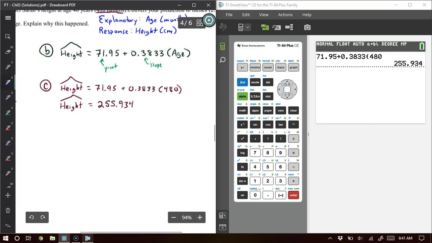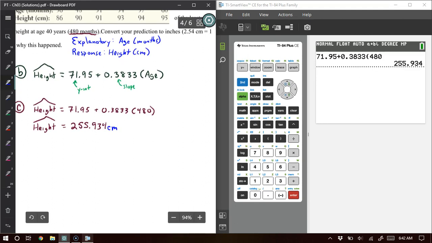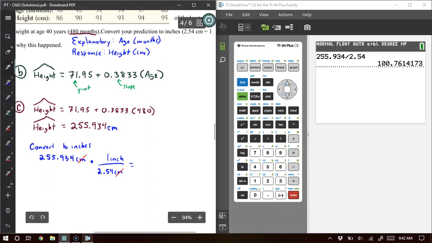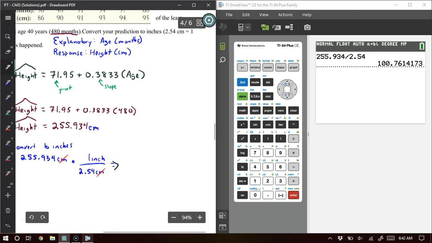The whole idea is to be able to communicate what you're trying to say. And remember, this is in centimeters. We want it to be in inches. Now it says that 2.54 centimeters is 1 inch. So to convert to inches, I'm going to take the 255.934 centimeters, and I know that 1 inch is equal to 2.54 centimeters. So I'm going to divide 255.934 divided by 2.54. And I can just cross out the centimeters, and I'll be left with inches.